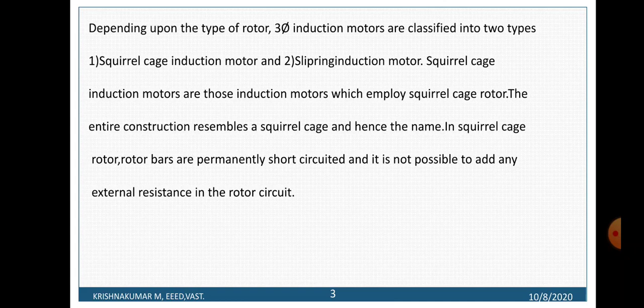It is not possible to add external resistance to this rotor circuit. That means we cannot change the resistance of the rotor circuit because the ends of the rotor are electrically welded or soldered. The resistance of the squirrel cage rotor is fixed and small also. We cannot vary the resistance of the squirrel cage rotor. It is fixed. Okay. That is the speciality of a squirrel cage rotor. ഇതിൻ്റെ റെസിസ്റ്റൻസ് നമുക്ക് വേരി ചെയ്യാനായിട്ട് പറ്റില്ല.